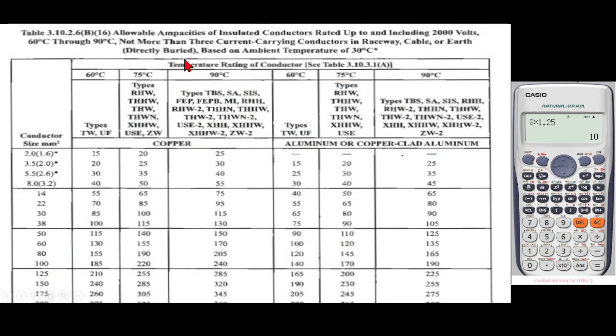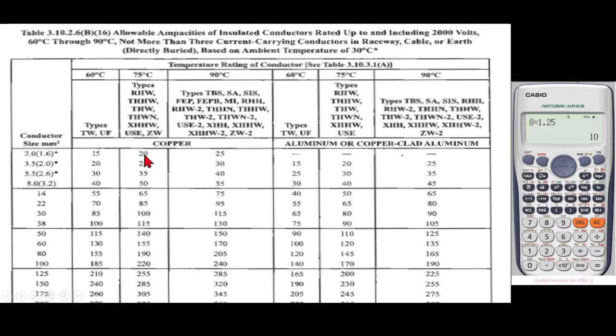Okay, so this is the table. This is for wires inside a raceway, cable, or earth, with not more than 3 current carrying conductors. This is our conductor size, the size of the wire. This is the type of wire, and below is the ampacity. We have two types of wire for premises wiring: the copper, and the aluminum or aluminum alloy wire.